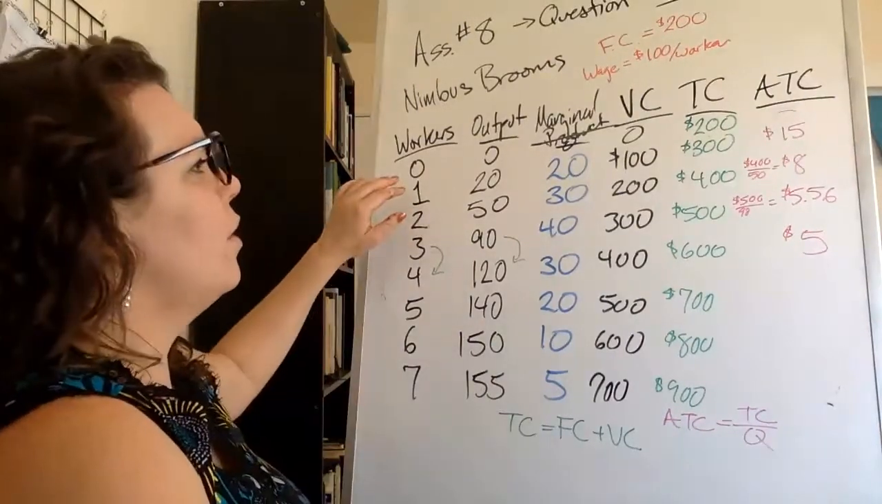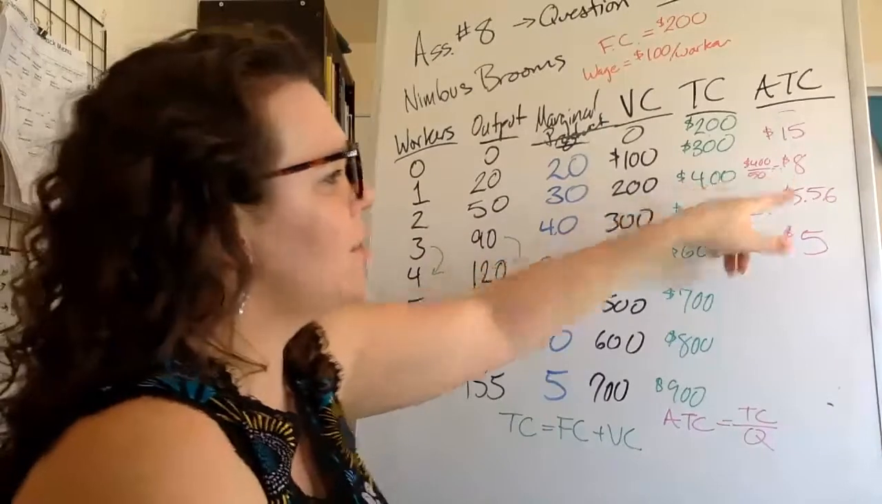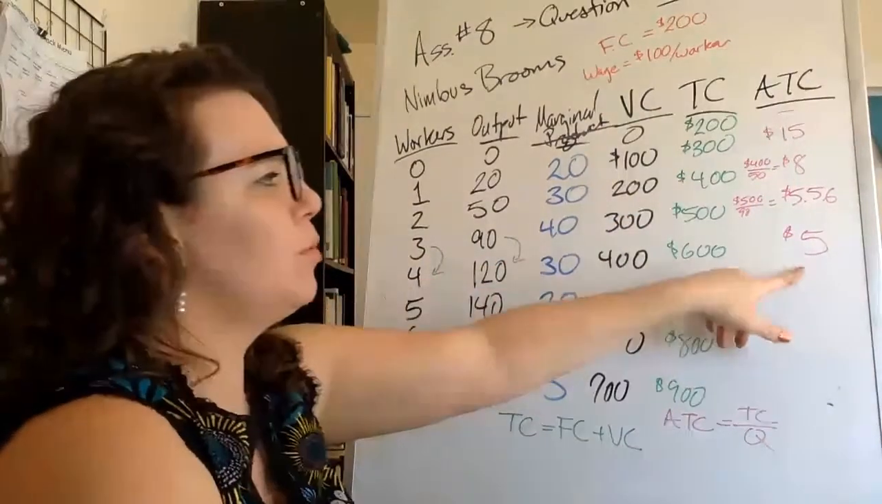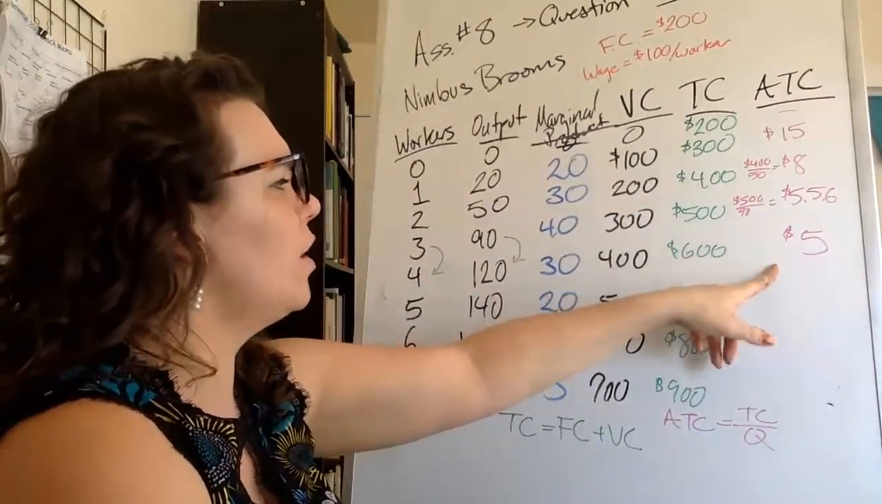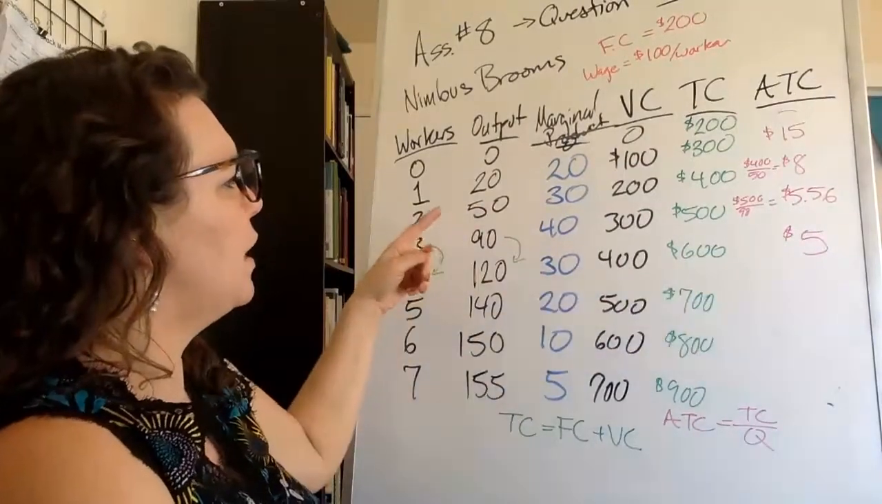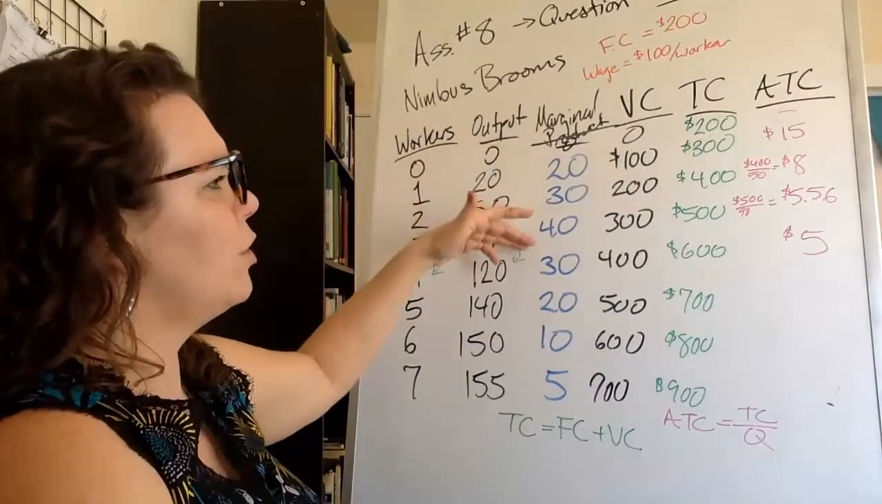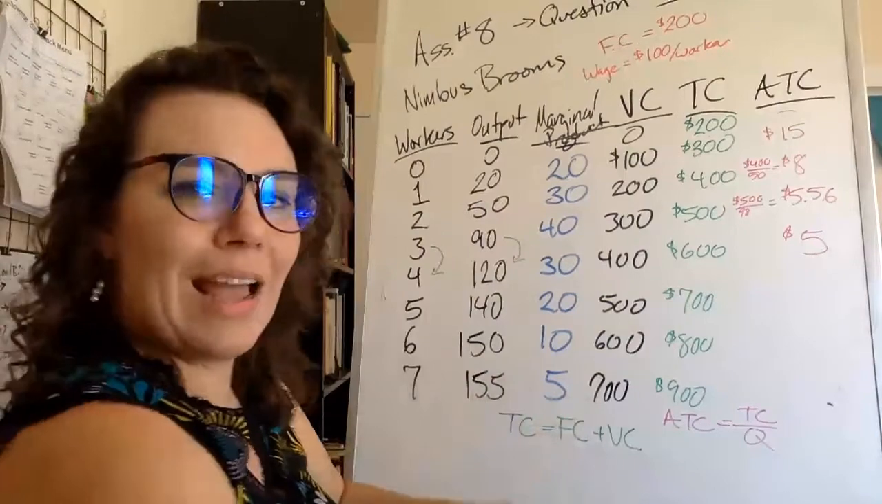If we only have 1 worker, the cost per broom is $8. But if we have 4 workers, the cost per broom is $5. Average total cost is falling. And that makes sense because our workers are still getting productive. But I wonder what's going to happen for the next one.